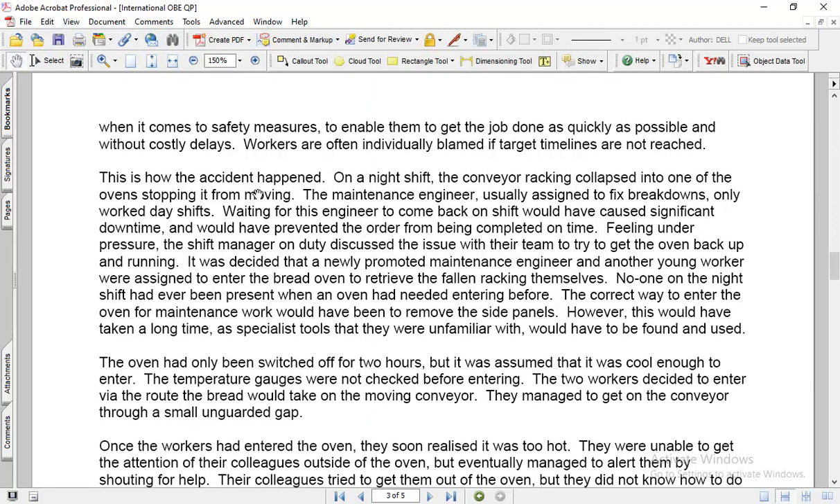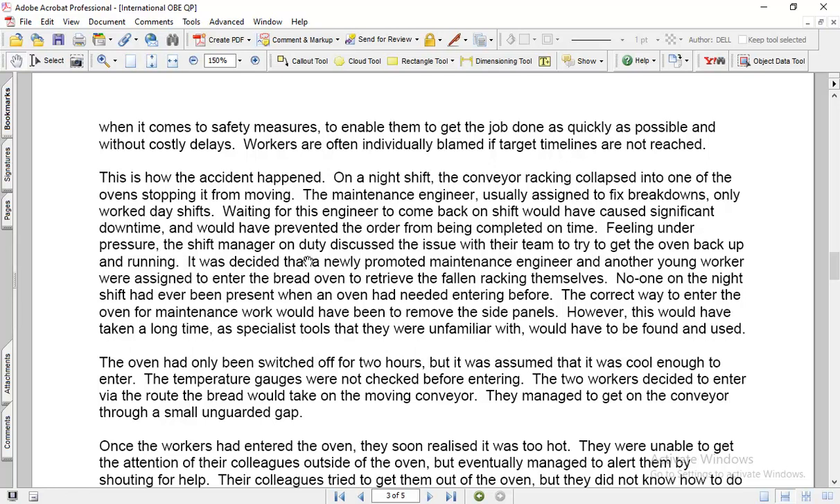Next, this is how the accident happened. On a night shift, the conveyor racking collapsed into one of the ovens, stopping it from moving. The maintenance engineer, usually assigned to fix breakdowns, only worked day shift. Waiting for this engineer to come back on shift would have caused significant downtime and would have prevented the order from being completed on time.